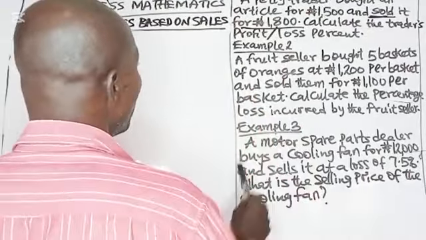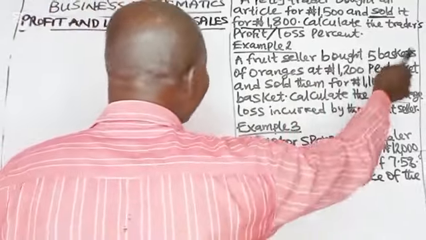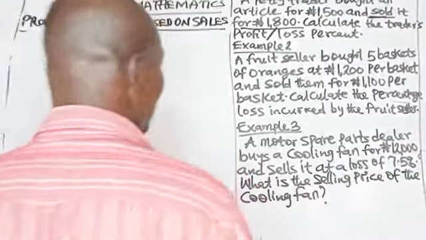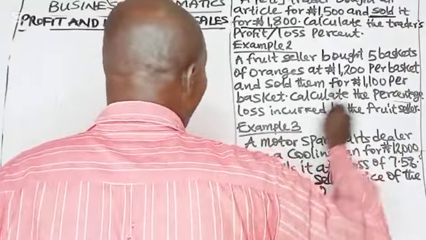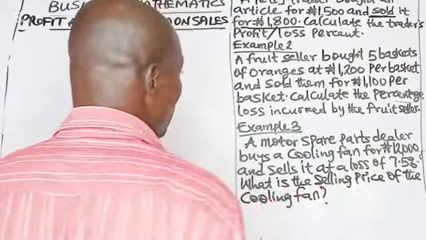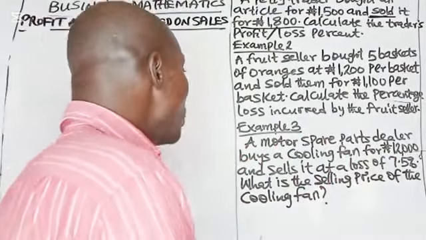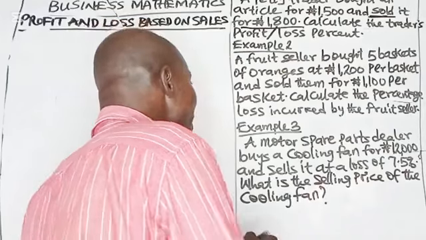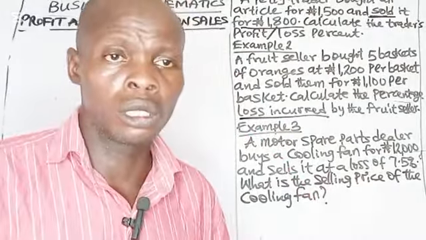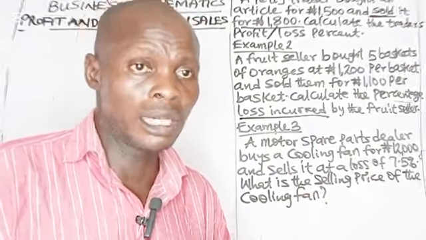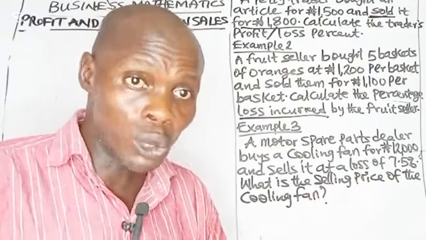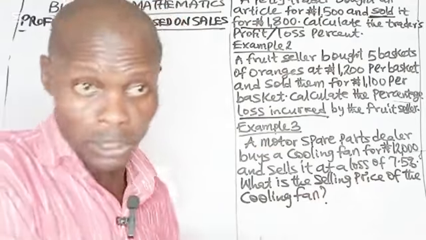Example 2. A fruit seller bought 5 baskets of oranges at 1,200 per basket and sold them for 1,100 per basket. Calculate the percentage loss incurred by the fruit seller. Remember, I've told you loss is incurred where the item is sold lesser than its cost. That means the amount at which it was sold is lower than the amount it was bought.